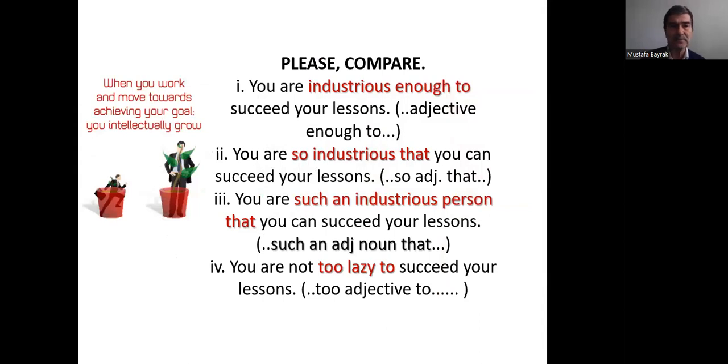Now, time to compare. But what does the image say? When you work and move towards achieving your goal, you intellectually grow. While you are growing physically, you also grow intellectually when you work and when you move towards achieving your goal. Okay, nice and natural opinion.